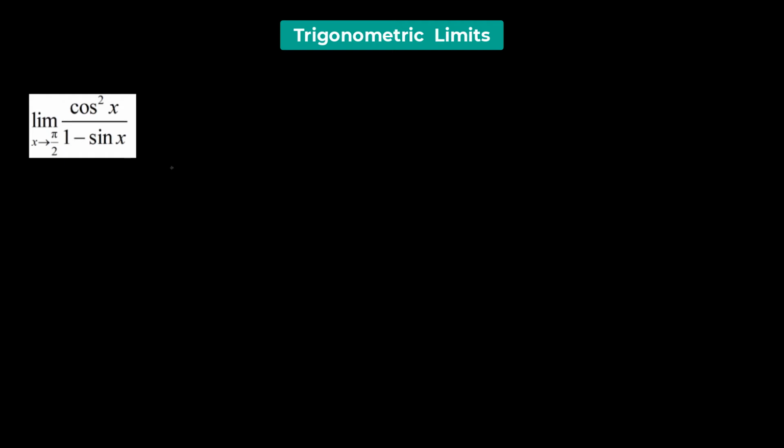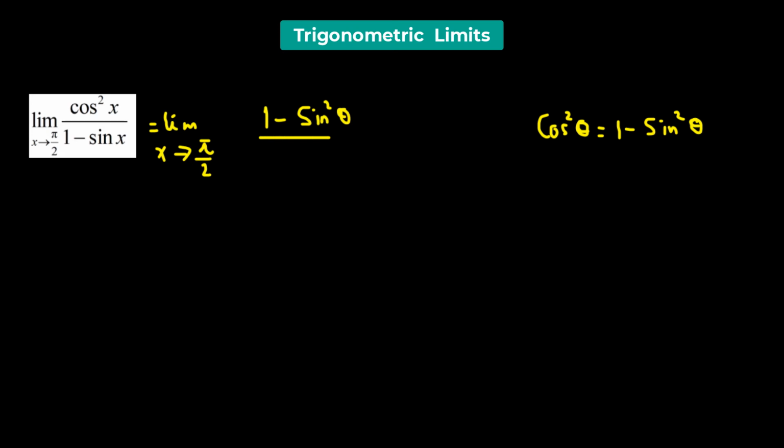Now, in this particular question, instead of changing the limit from x to h, we're going to apply the identity that cos squared theta plus sine squared theta is equal to 1. So we can write cos squared theta as 1 minus sine squared theta. So our function now becomes limit x tends to pi over 2. So we have cos squared x, so that will become 1 minus sine squared theta over 1 minus sine theta.